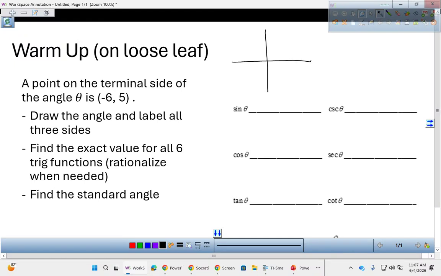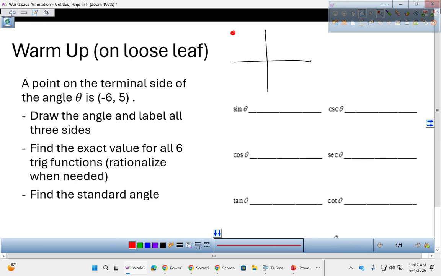I'm going to plot the point -6, +5. So I'm going over 6 and up 5. -6, +5 is putting me somewhere in quadrant 2. If you plot the point wrong, you're in the wrong quadrant, and if you're in the wrong quadrant, your final answer is wrong, right? So you've got to be careful in plotting the point. -6 is x, +5 is y. That puts me in quadrant 2.